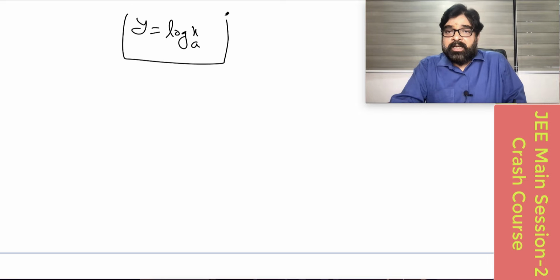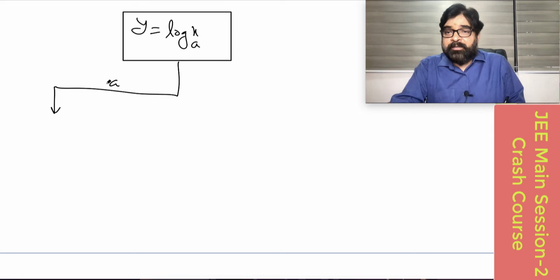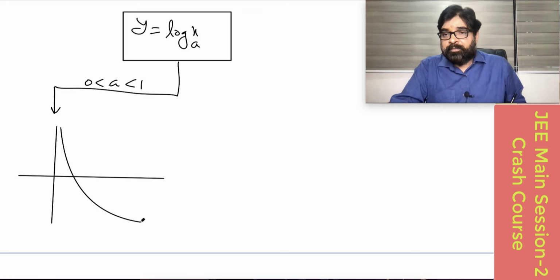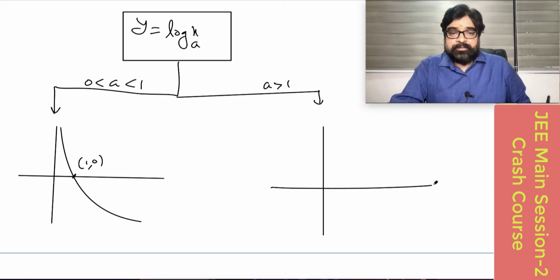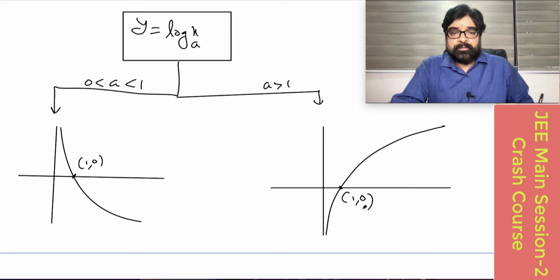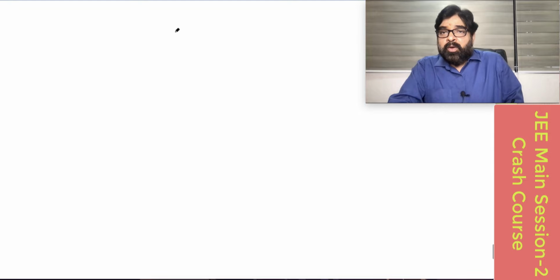Y equal to log x base a. There are two graphs, depending on the base. If the base lies between 0 and 1, it's a decreasing graph. This is 1, 0. And if a is greater than 1, it's an increasing graph. Got my point?